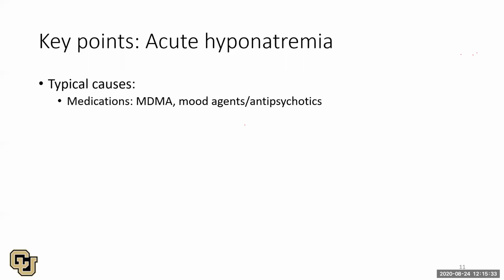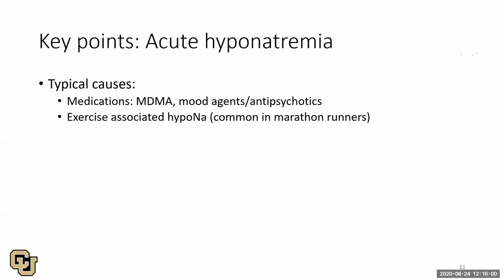So in her, we're suspecting that she likely took ecstasy or MDMA, which can often cause hyponatremia by mechanism of SIADH. These patients also often have polydipsia. And so that combination causes hyponatremia. And so to treat her confusion, we're going to use 3% saline. The other medications that can cause acute hyponatremia are mood agents, antipsychotics, and then I didn't list it here, but anti-epileptics as well.